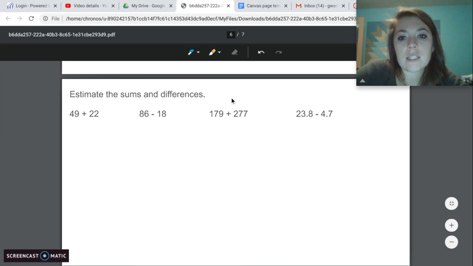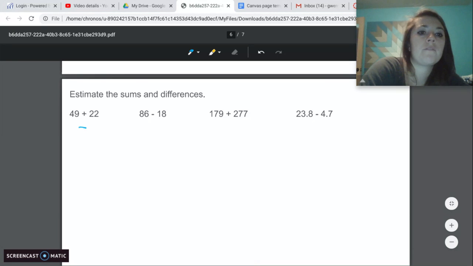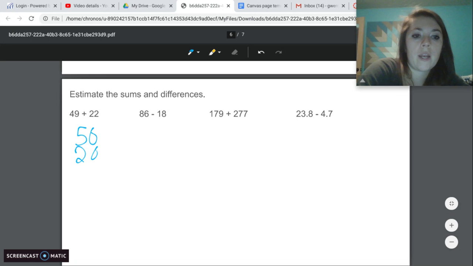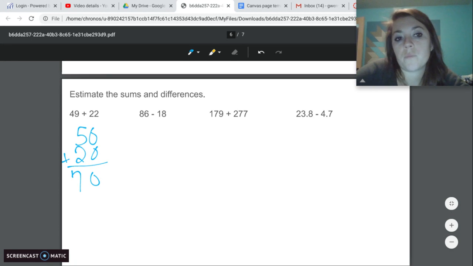So we want to estimate the sums and differences. So 49 plus 22. 49 is close to what number? 50. And 22 is close to 20. So 50 plus 20 is going to give us 70. So it'd be close to 70. In this case, we rounded up on 1, down on 2. So we're at a little bit of an underestimate, but not much. These are very close to the right answer.